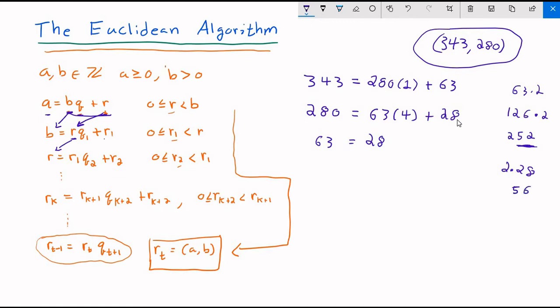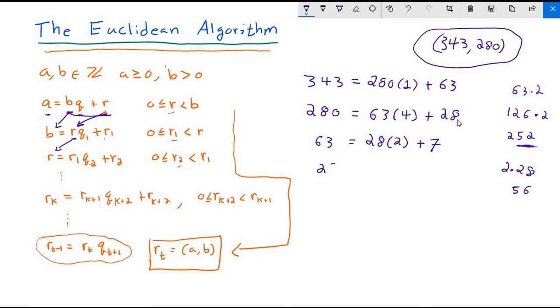And, well, we're not going to be able to fit another 28 in there, so it looks like that's all that's going to fit in. So we get 2 times 28 is 56 plus, well, what's missing? 56 plus 7 is what gives us 63. And then finally, we do the process one more time.